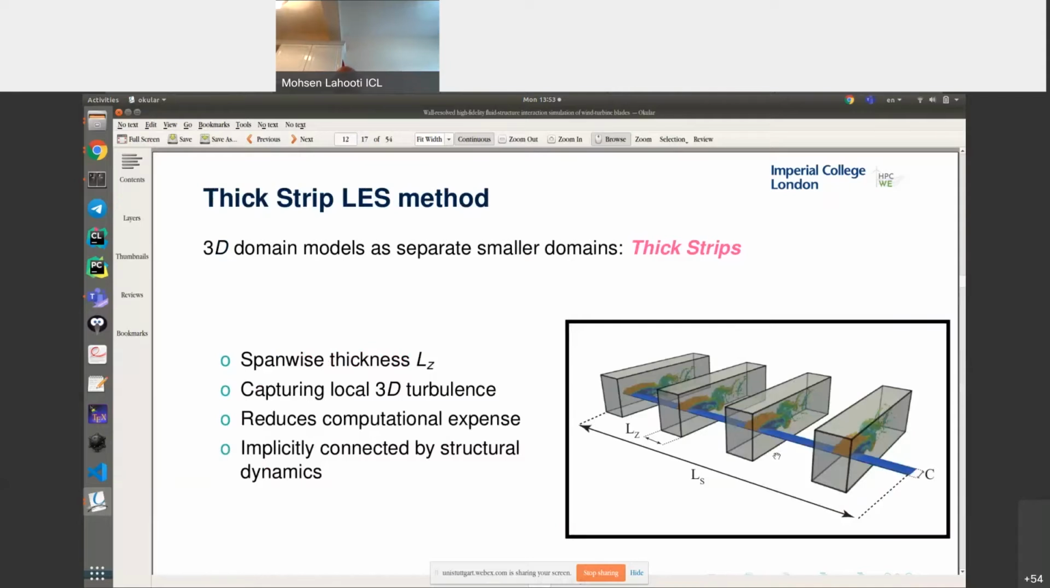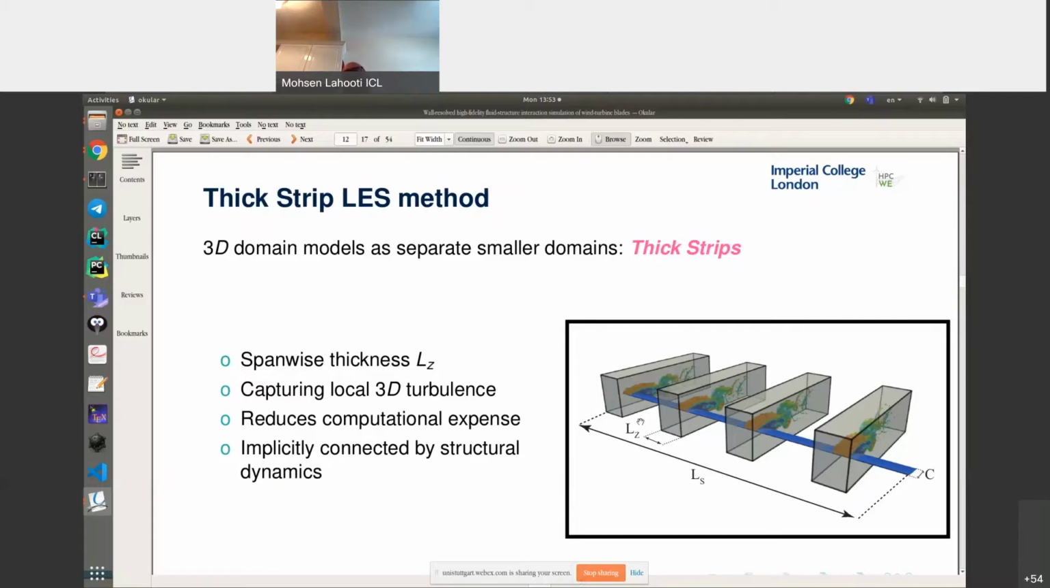the full 3D fluid domain along this structure with a series of smaller 3D domains. Each of them has a thickness in the span-wise direction. These smaller domains are called thick strips. Because of having the thickness in the span-wise direction, we are able to reconstruct the velocity correlation and capture the local 3D turbulent wake. And because we're not solving the whole flow over the entire slender structure, it definitely reduces the computational expense.